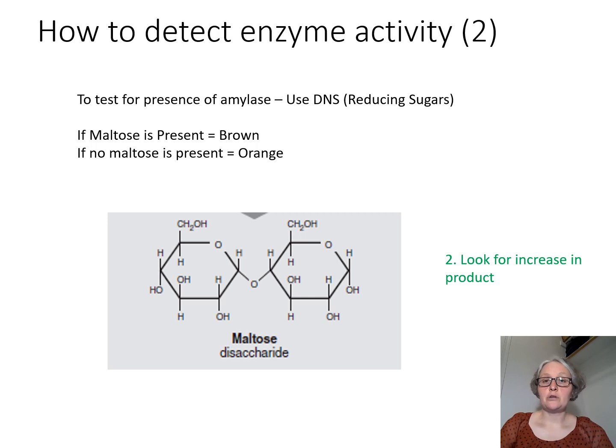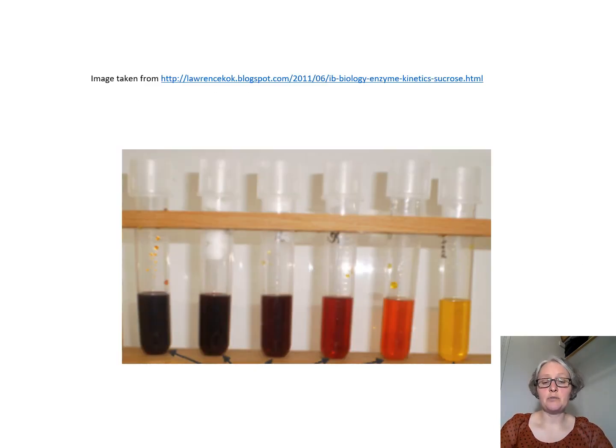A second way that we could look at amylase activity was by using DNS reagent. DNS reagent turns a brown color or a dark orange color in the presence of reducing sugars. Maltose is a reducing sugar. So this was a way to look for an increase in maltose. If you got a lot of maltose, if you got a lot of brown color, it meant that your enzyme was working really well. In this experiment, we set up a standard curve for you.